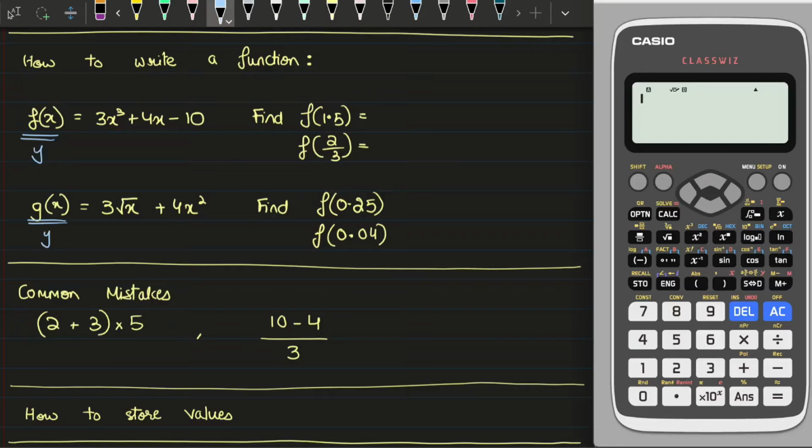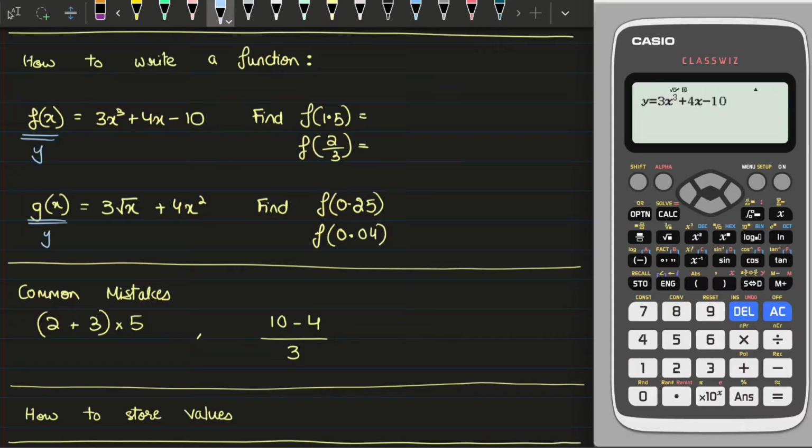So all I'm going to do is alpha y. I want to put in the equals sign, so I'm going to plug in alpha equals, and then I'm going to write the equation. 3, x, shift x squared, that gives me x cubed, plus 4x, and then minus 10. Alright, so we have the equation.